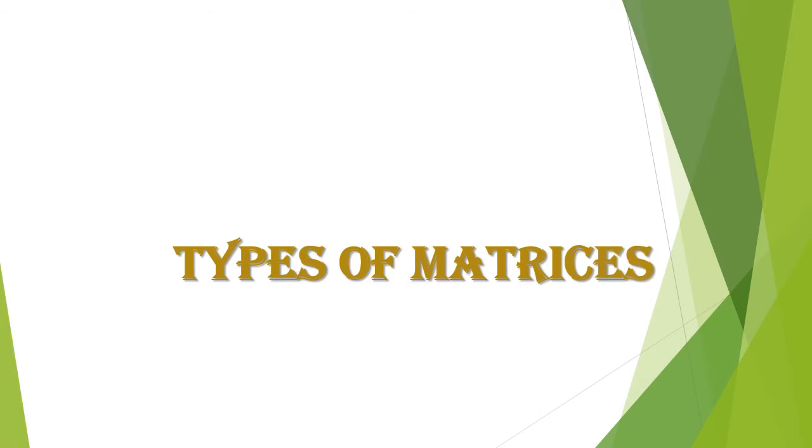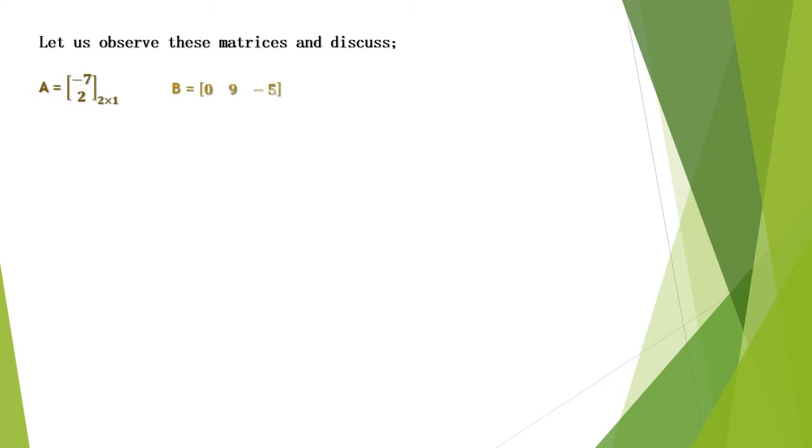Now we are going to study about types of matrix. Let us observe these matrices and discuss. Name the matrix or matrices with one row. We have to name that matrix which has only one row.